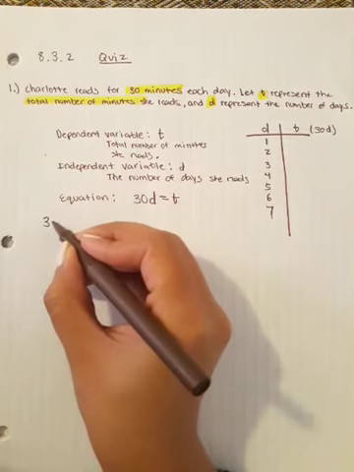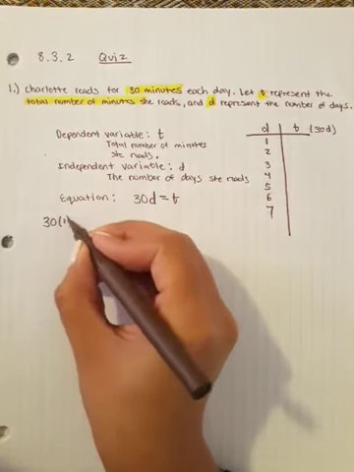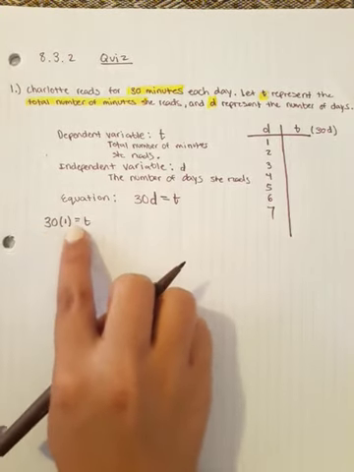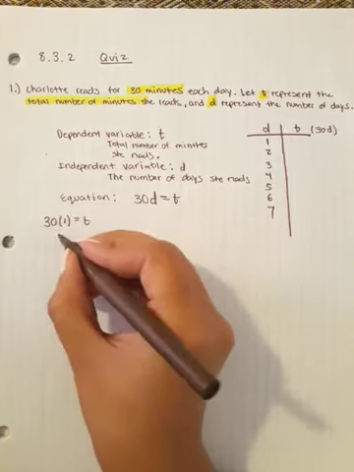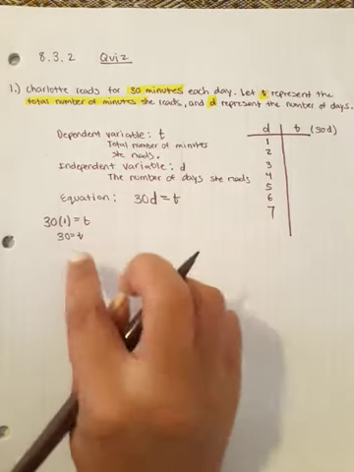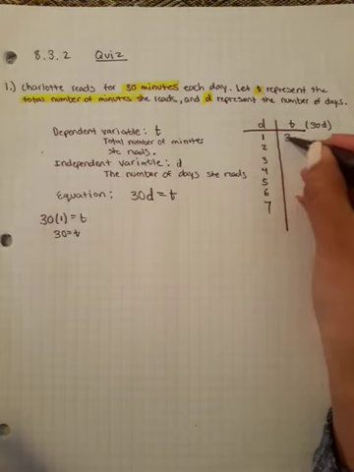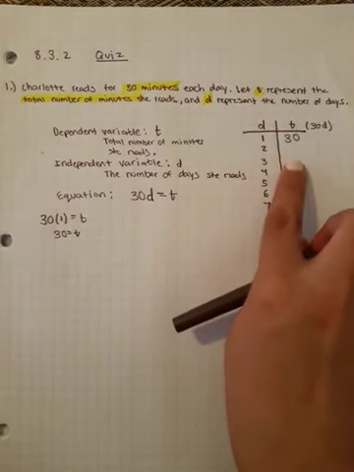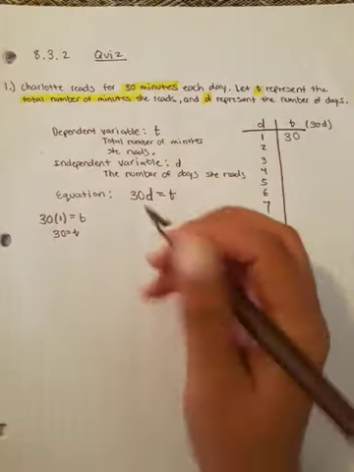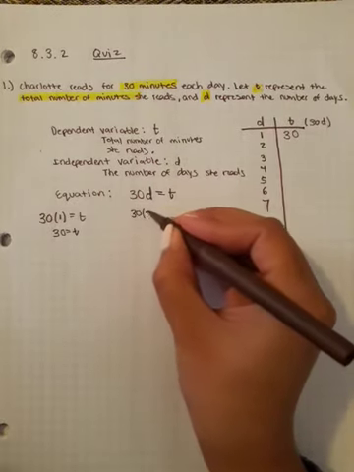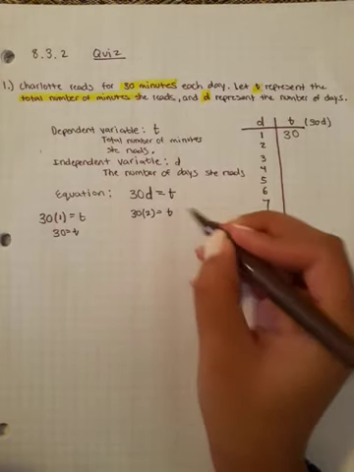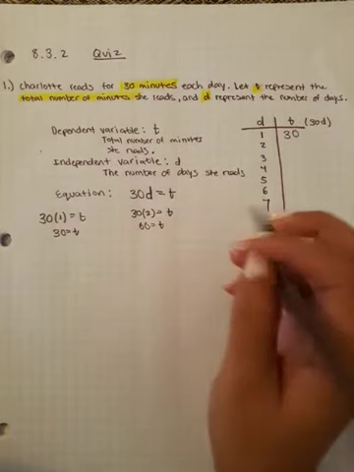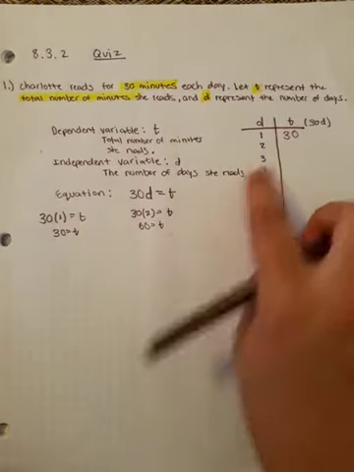So if D equals 1, then T equals 30 times 1. 30 times 1 is 30. So T equals 30. All right. What if D equals 2? If D equals 2, what does T equal? Let's plug it in. 30 times 2 equals T. 30 times 2 is 60. So T equals 60 when D equals 2.